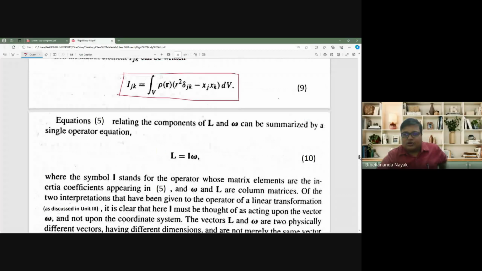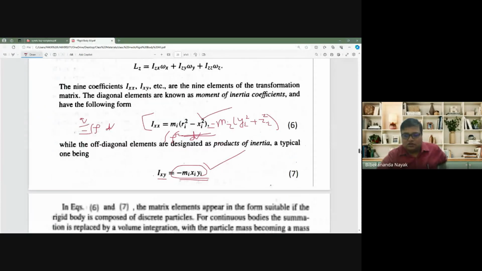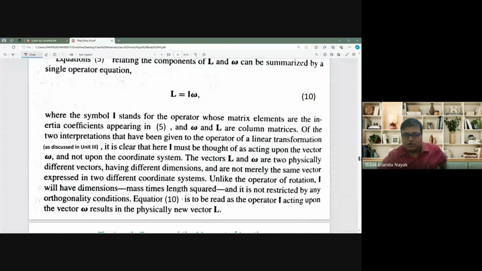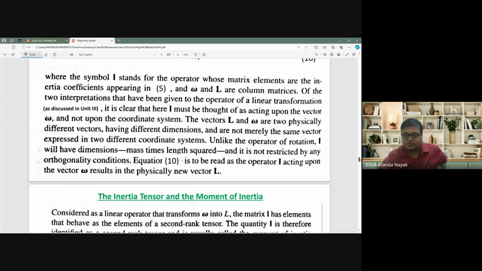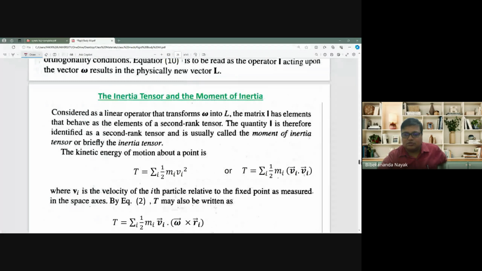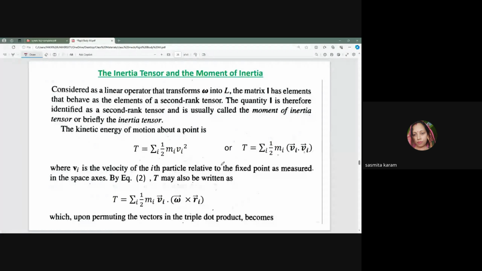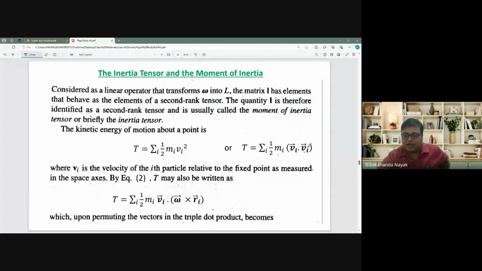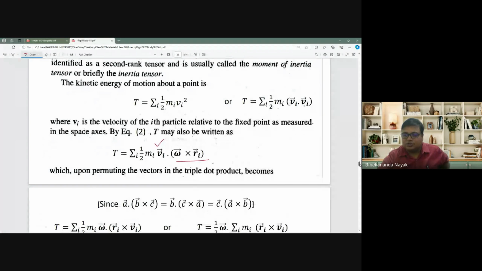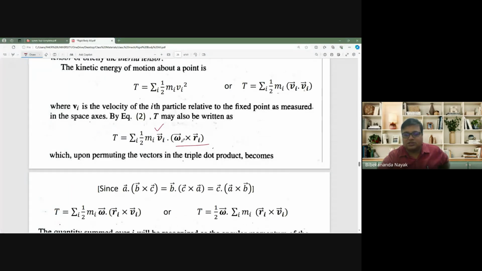So L is equal to I omega. We know L is equal to I omega, where I is the moment of inertia tensor. Then come to the kinetic energy term. We know kinetic energy is the sum of half mi vi square, half over mi vi dot vi. Keep one vi, and in place of the other vi, I write omega cross ri.